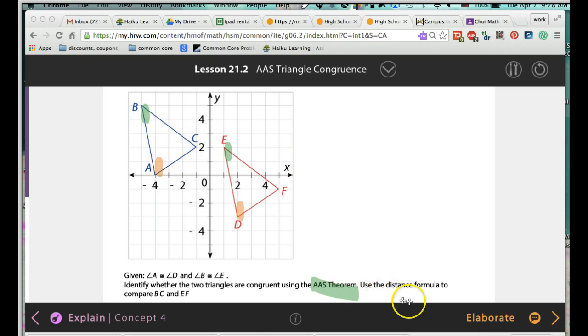Okay? And it says use the distance formula to compare BC and EF. They cannot make it any easier for you, huh? They even told you which two sides to compare. BC, which is this line over here, and EF. So we have to compare and see if those two sides measure the same. Because if they do, then according to AAS, those two triangles are going to be congruent to each other, just like the question wants it to be.